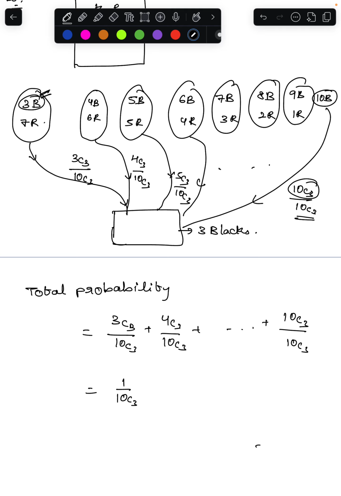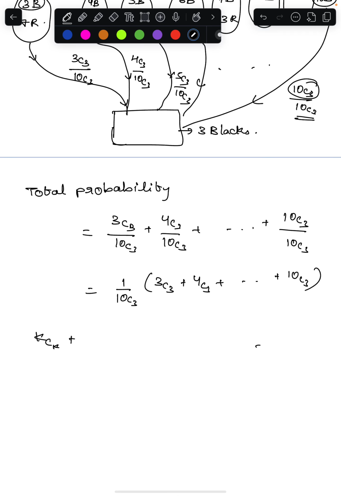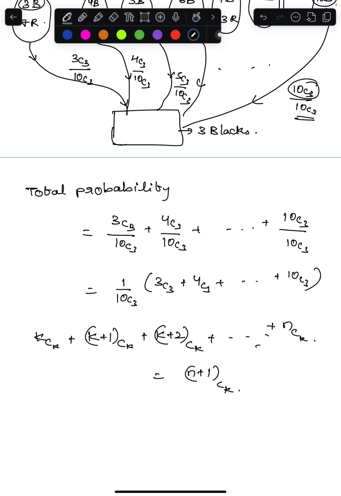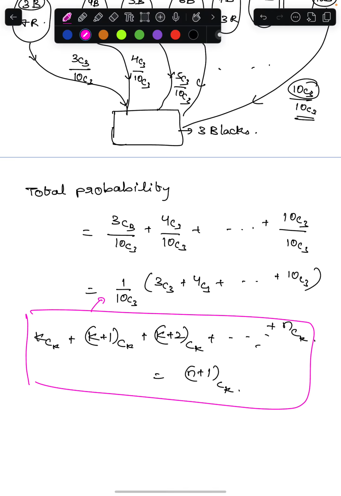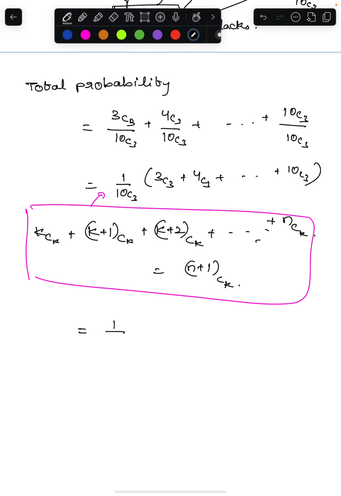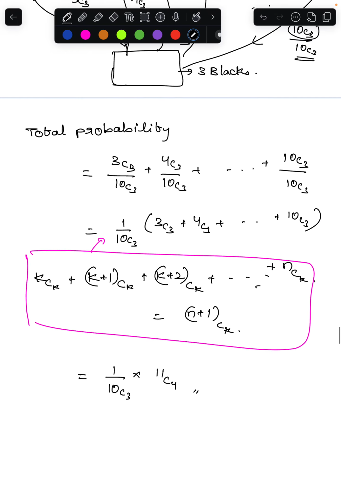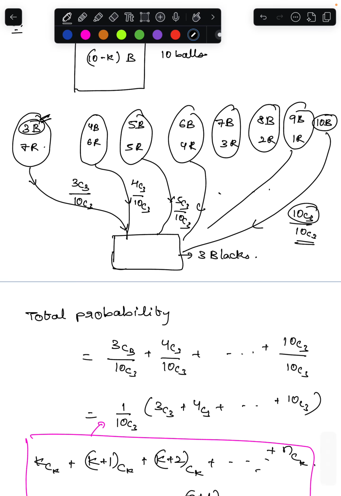So 1 by 10C3 of 3C3 plus 4C3 plus and so on plus 10C3. So it is of the form KCK plus K+1 CK plus K+2 CK and so on. We need to remember this formula: the sum is N plus 1 CK plus 1, right? If you apply this formula over here, you are getting the total probability as 1 by 10C3 into 11C4. Now we need the probability that it came from the bag containing 9 black and 1 red.